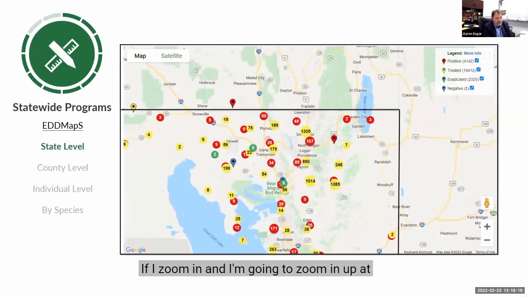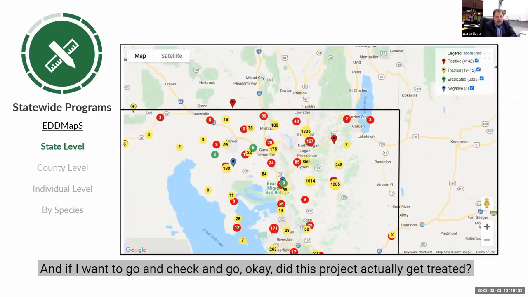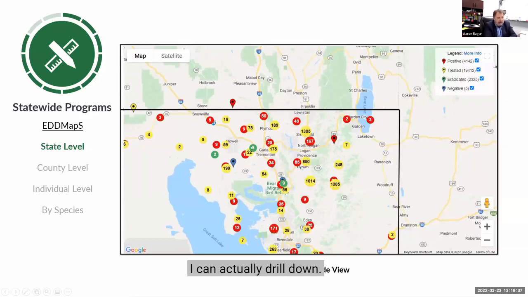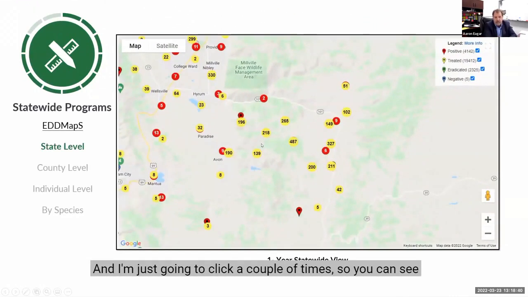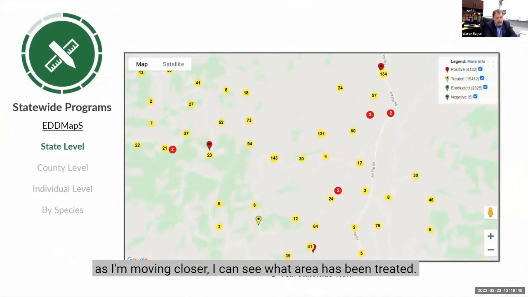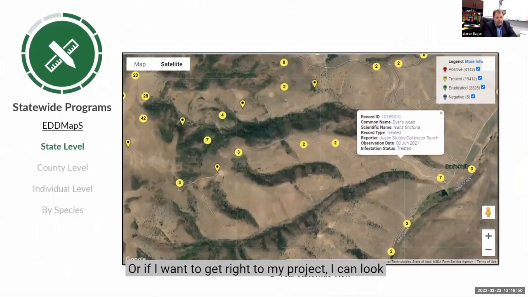If I zoom in, and I'm going to zoom in up at the top right of the state, I'm going to show you this because this is a project that the state funded, and we offer a lot of funding. And if I want to check whether this project actually got treated, or how extensive it was, I can drill down. I'm just going to click a couple times so you can see as I'm moving closer, I can see what area has been treated, how many points have been treated in that area, all the way down. Or if I want to get right to my project, I can look at this and say, okay, I did fund Dyer's Woad. It was treated by Justin on the 8th of June in 2021.